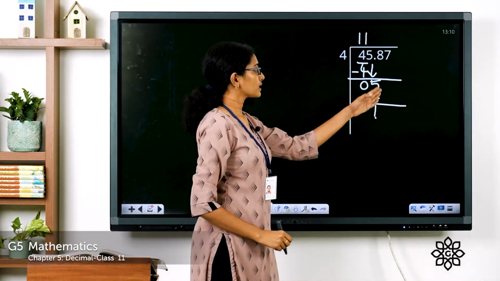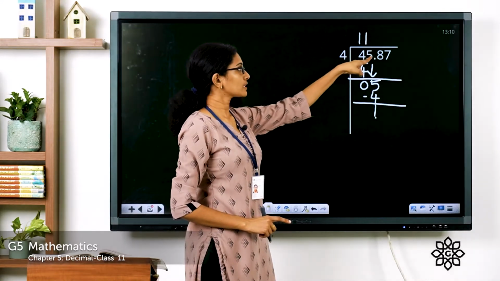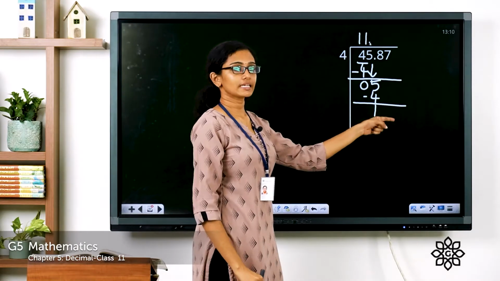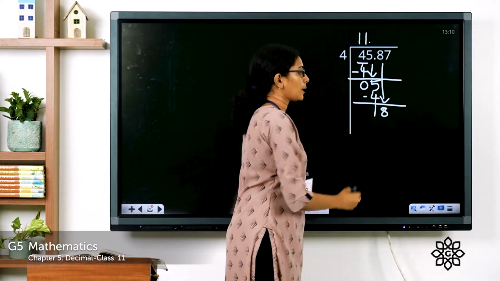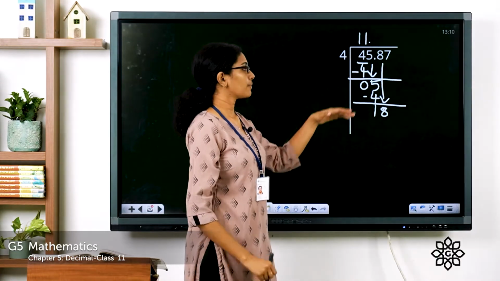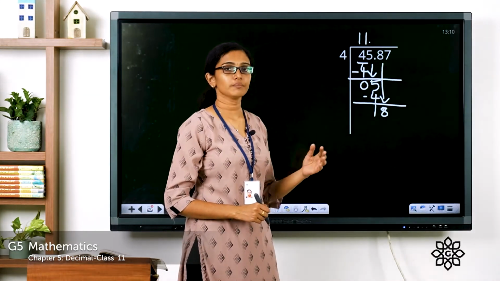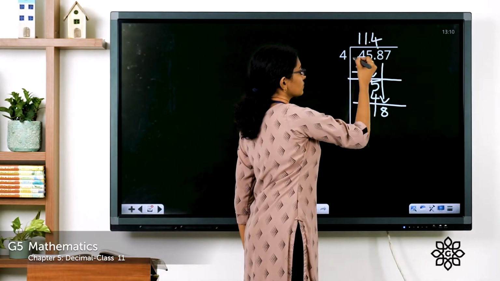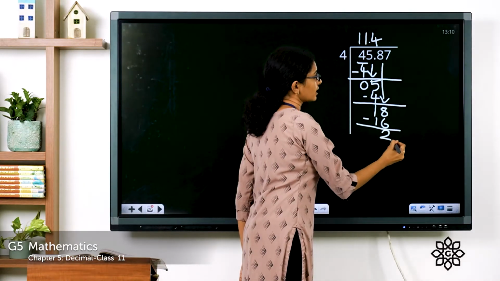Now, before bringing down the next digit, you have a decimal point in the dividend here. So, put that decimal point in the quotient. Now, bring the next digit down. So, that would be 18 here now. Now, 18 divided by 4. 4 4s are 16, but 4 5s are 20. So, let's take 4 4s. 4 4s are 16. Now, subtracting the numbers, you get 2 here.